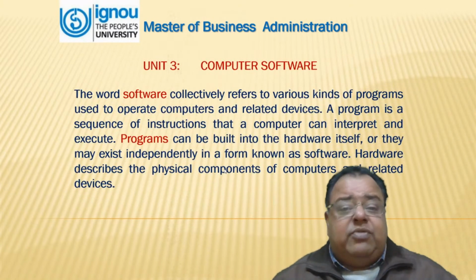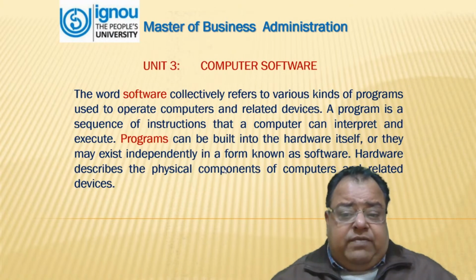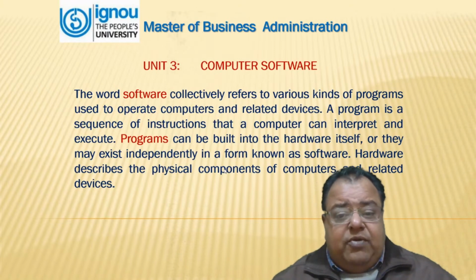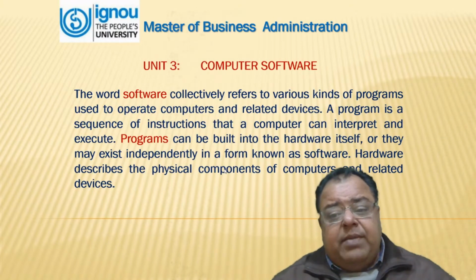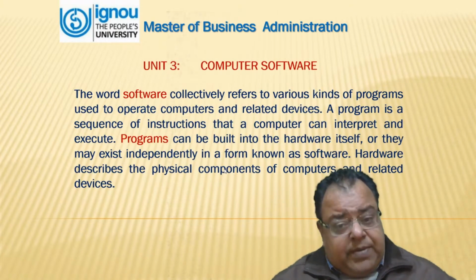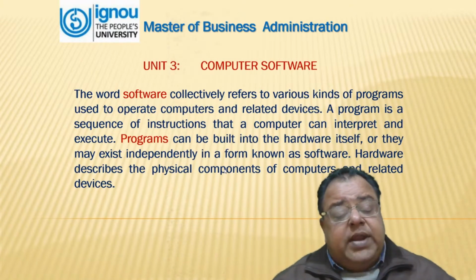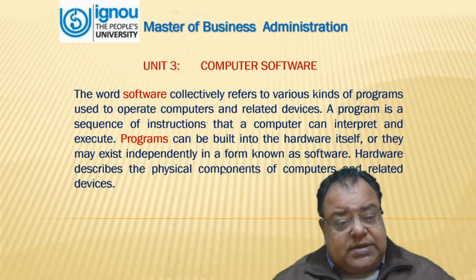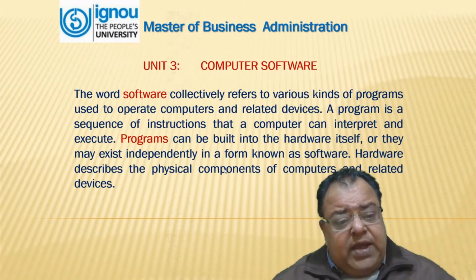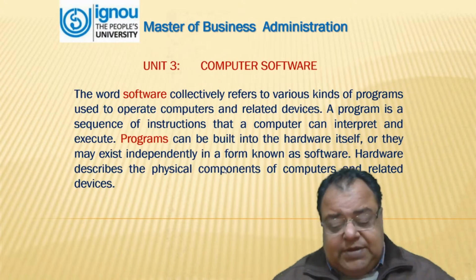Now we move on to unit 3, that is computer software. The word software collectively refers to various kinds of programs used to operate computers and related devices. A program is a sequence of instructions that a computer can interpret and execute. Programs can be built into the hardware itself, or they may exist independently in a form known as software. Hardware describes the physical components of computers and related devices.